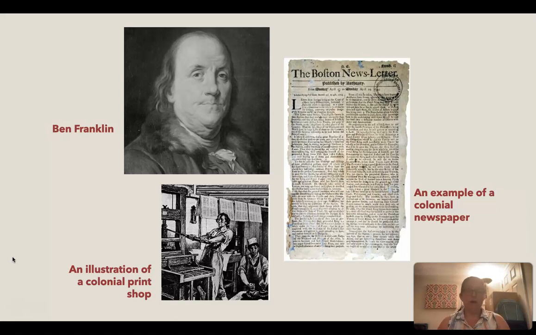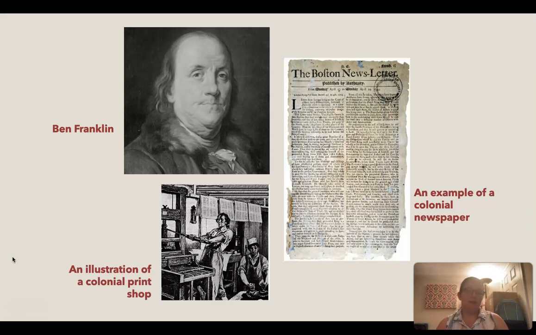In addition, he also comes up with the idea of a circulating library where people could check out books. So through his newspaper, through his printing and publishing and his library, Benjamin Franklin was really enormously important for the spread of ideas throughout the colonies, ideas like republicanism and liberalism. He was also really influential in another way.